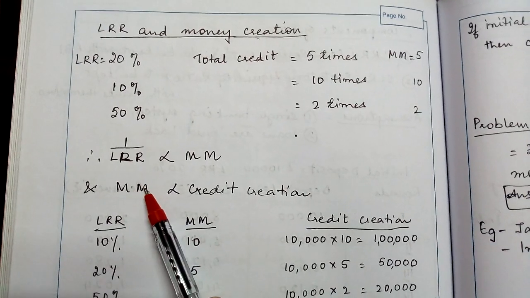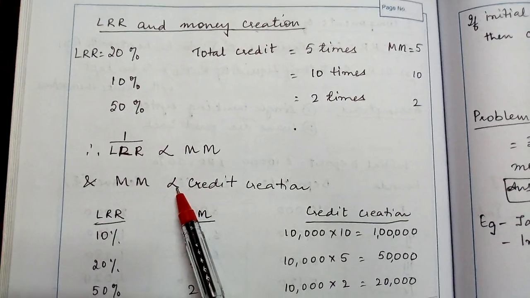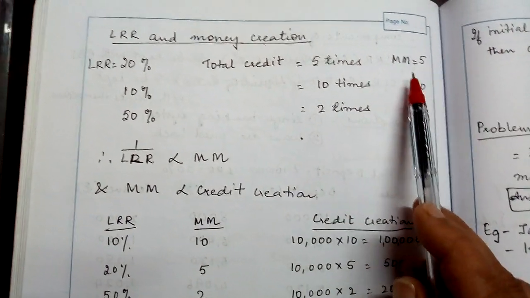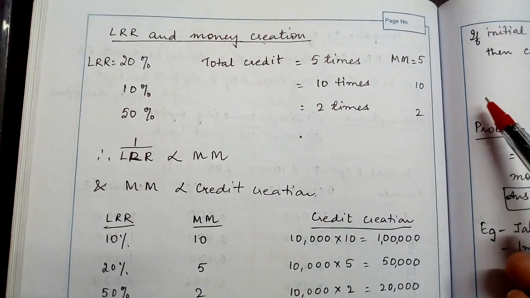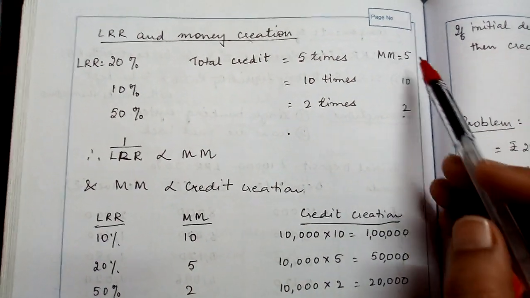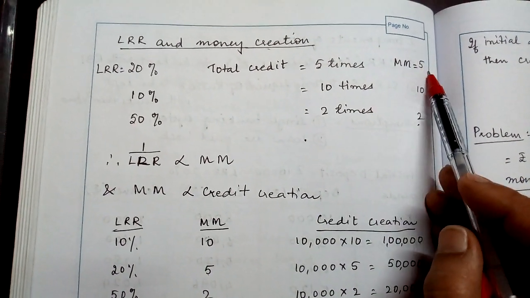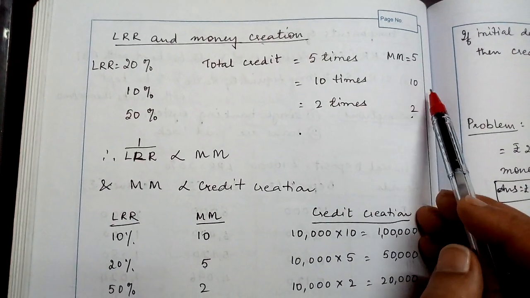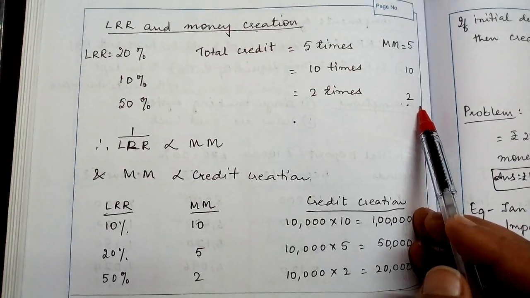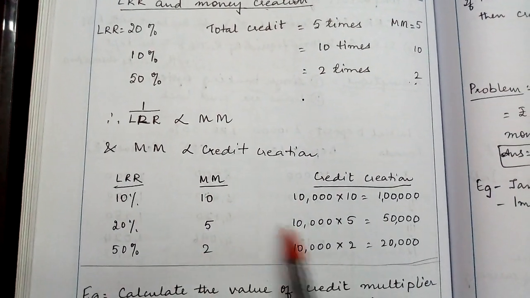And the money multiplier is directly proportional to credit creation. So the more the multiplier, the more will be the credit. The less the multiplier, the less will be the credit. So here 10,000 becomes 5 into 10,000. Here it becomes 10 into 10,000. Here it becomes 2 into 10,000. That is what we see over here.